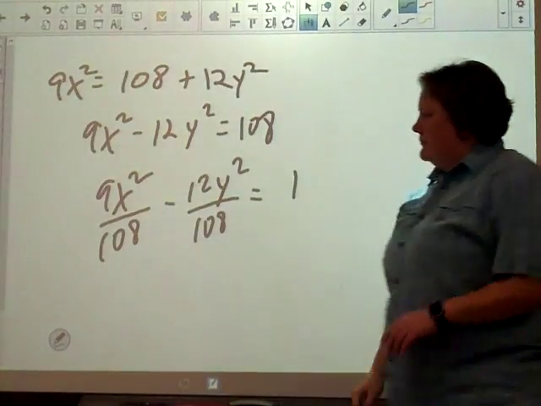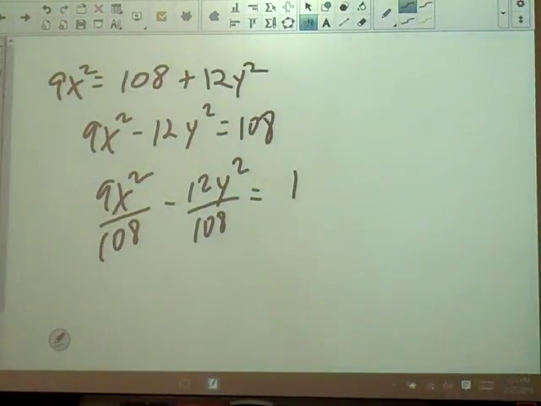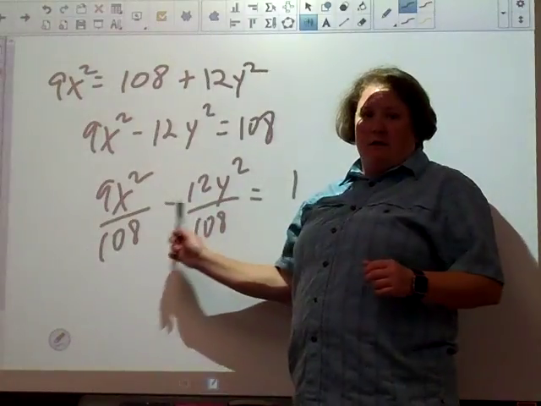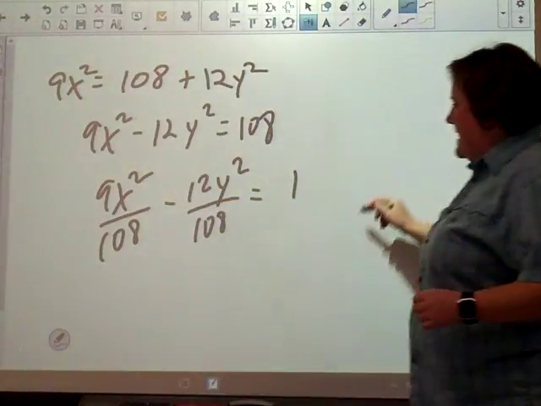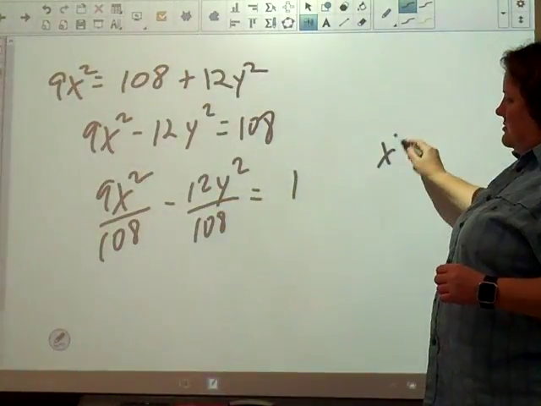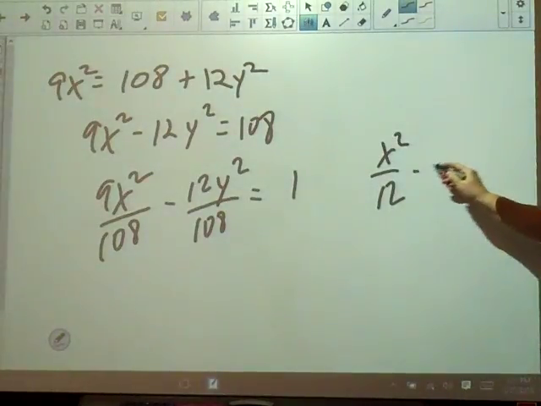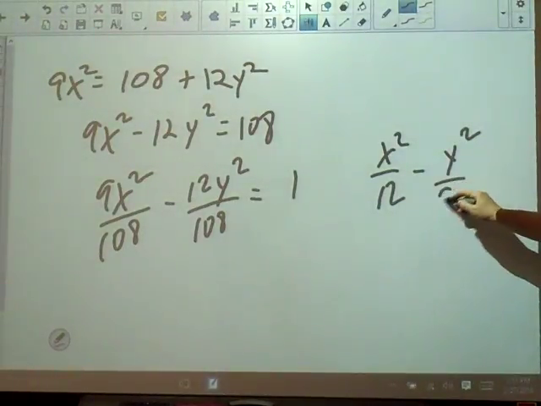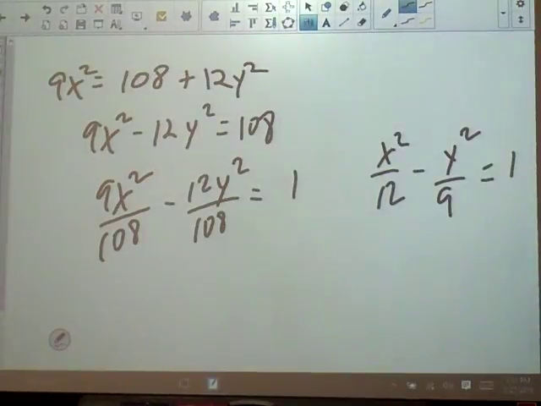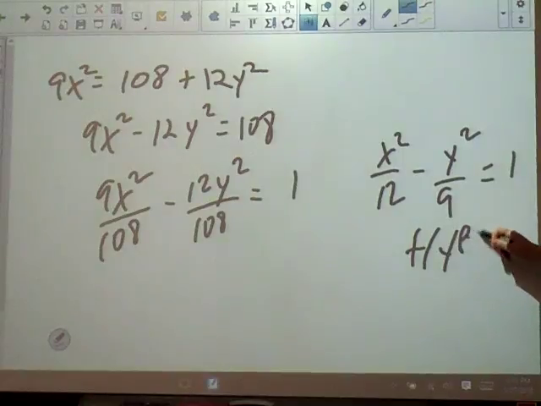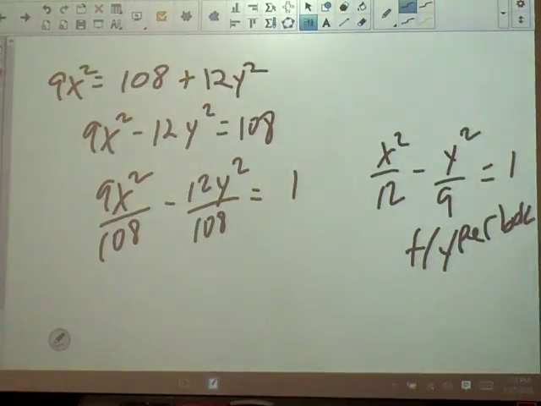That is 1. Okay, so now it should look something like what we've done today, right? Looks like a hyperbola. That can go farther, we can reduce farther if we needed to write it that way, because we know that 9 times 12 is 108. So this would be the same as x squared over 12 minus y squared over 9 is equal to 1. Looks just like the stuff that we did today. That would be a hyperbola.